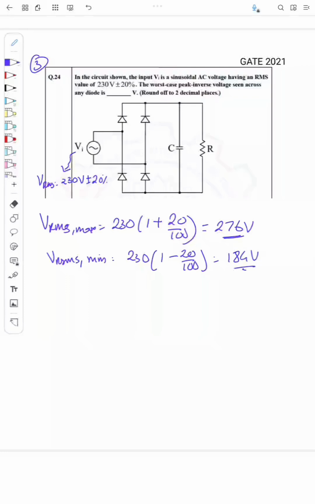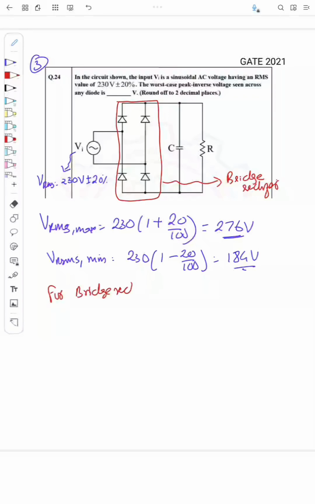Now the question is to find the worst case peak inverse voltage across the diode. So here if you see this part, this is actually a bridge rectifier, and we know for a bridge rectifier, the peak inverse voltage is equal to Vm, where Vm is the peak of the input voltage. So the peak of the input voltage is its peak inverse voltage.